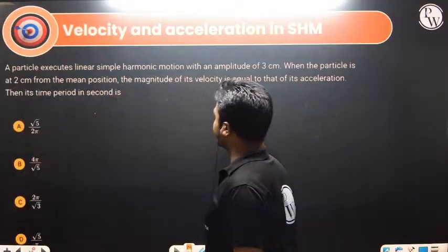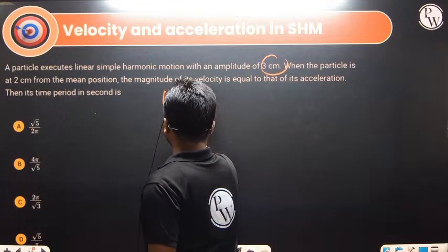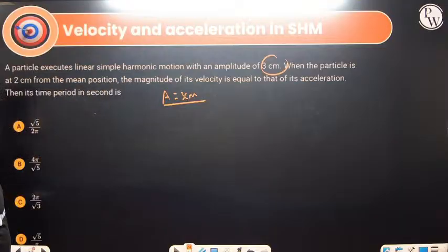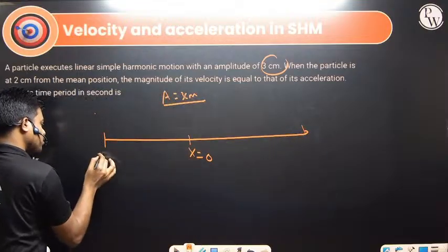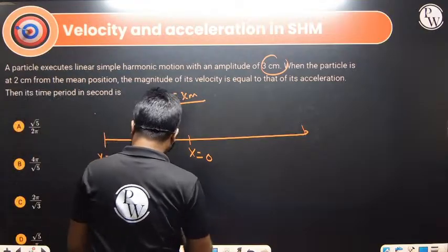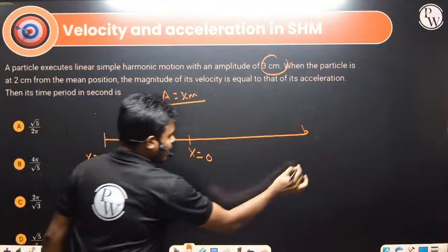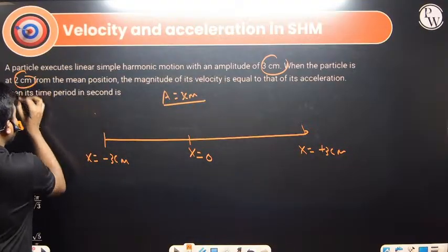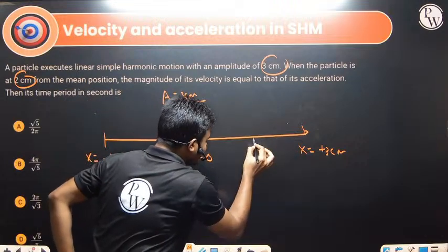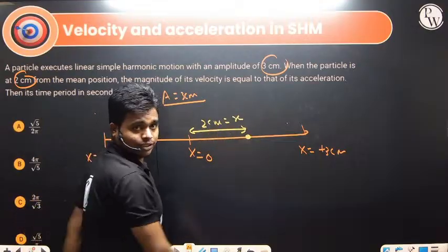A particle executes linear simple harmonic motion with amplitude of 3 centimeter. When the particle is at 2 centimeter from the mean position, the magnitude of its velocity is equal to that of the acceleration. So if the particle is doing SHM, and let's say x equals 0 is its mean position, x equals minus 3 centimeter on this side and x equals plus 3 centimeter on this side. When the particle is 2 centimeter from the mean position, this particular distance is 2 centimeter, which means the x value is 2 centimeter from the mean position.